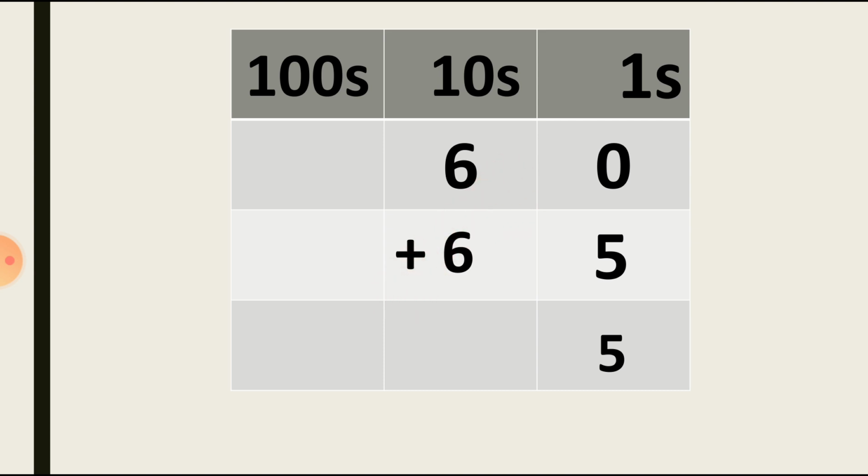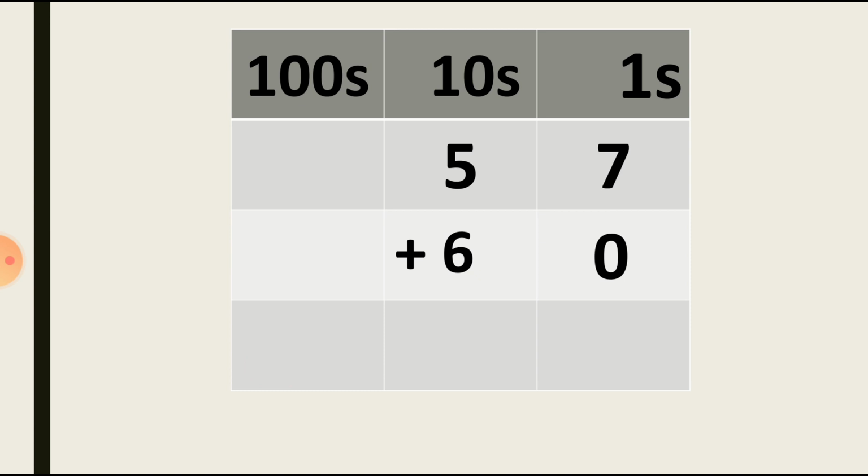6 plus 6 is equal to 12. In this 12, the number 2 is at the ones place, so we can write 2 under the tens column. The number 1, which is the carry forwarded number, will move to the hundreds column, and we can write 1 here this way. The answer will be 125. This way we can write down the answers.